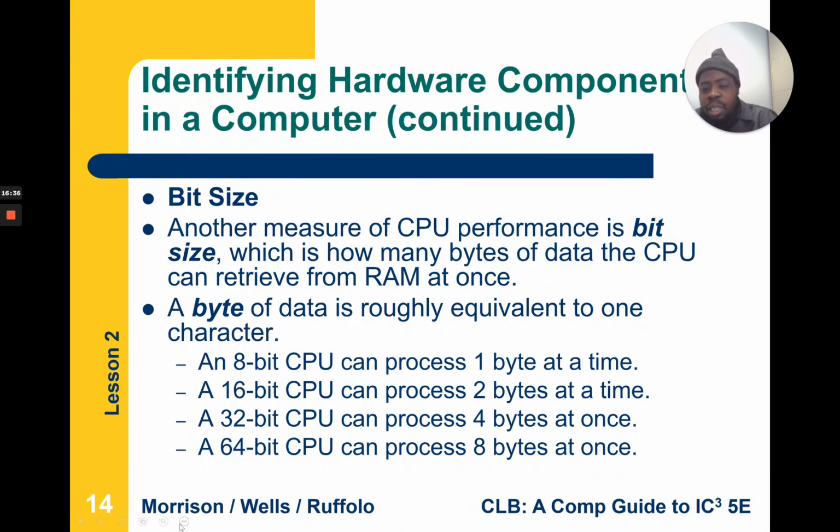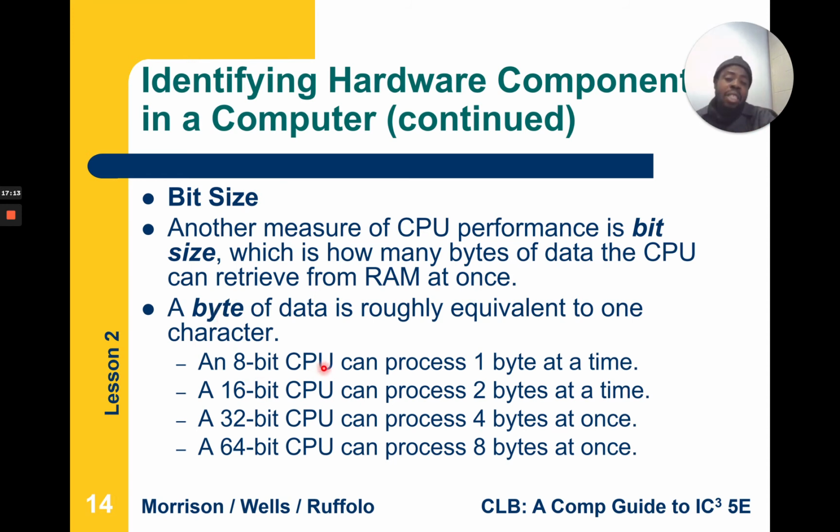So a group of 8 bits is called a byte. So another measure of CPU performance is bit size, which is how many bytes it can handle. A byte, like I've just shown you, is 8 bits. I'll talk more about that in class, okay? So to store any information, you need a minimum of 8 bits, which is 1 byte.